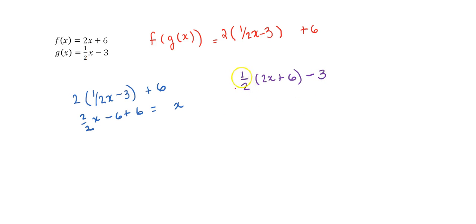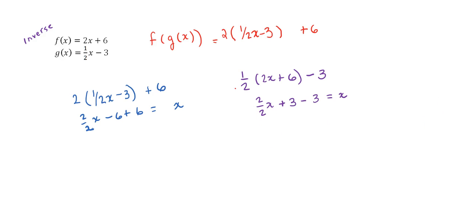I am going to distribute through that, so that I'm going to get a 2 over 2x. 1/2 of 6 is going to be a 3, and here I have a minus 3. So again, this goes to 0. This is a 1x. There we go. So these are inverse functions to one another. All right.